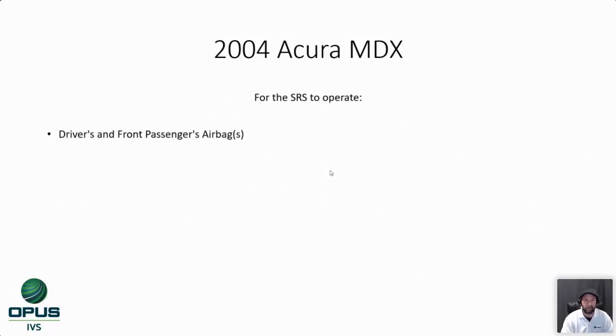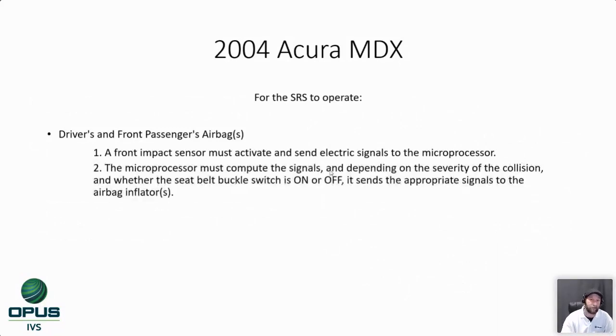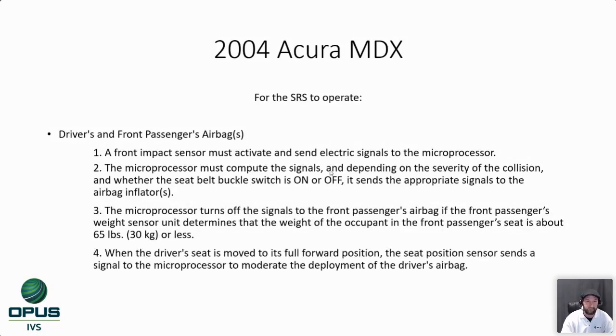So for the SRS to operate, the drivers and front passenger side airbags must have the front impact sensor activate and send electrical signals to the microprocessor. The microprocessor must compute the signals, and depending upon the severity of the collision and whether the seatbelt buckle is on or off, send appropriate signals to the airbag inflator. The microprocessor turns the signals off, again, for anything at all less than 65 pounds.